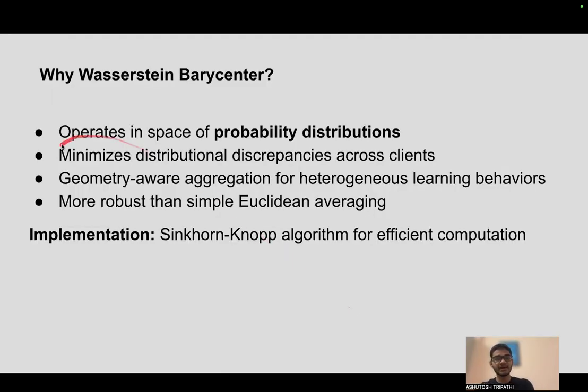So this answers the question of why we have used the Wasserstein barycenter. The first reason is it operates in a space of probability distributions that helps to minimize distributional discrepancies across clients. That helps to adapt their learning patterns. So we call it geometry aware aggregation for heterogeneous learning behaviors. That's why it's more robust than simple Euclidean averaging. And for efficient computation, we have approximated it using the Sinkhorn algorithm.